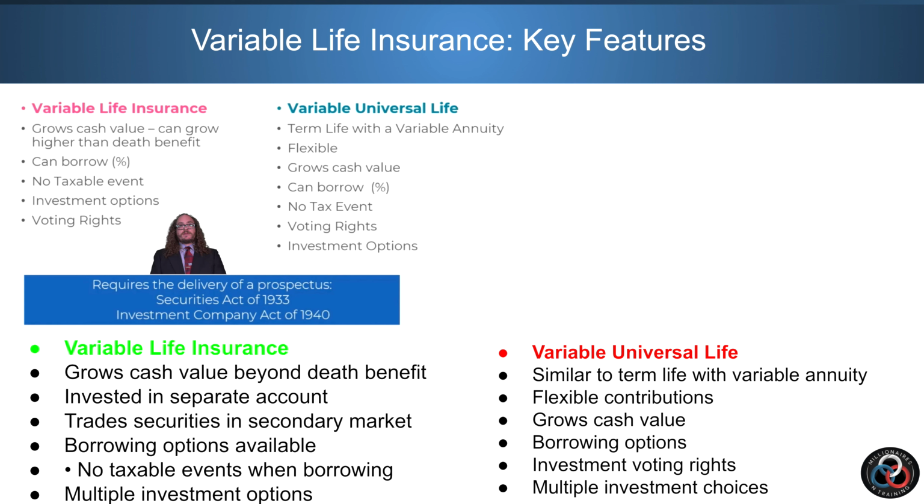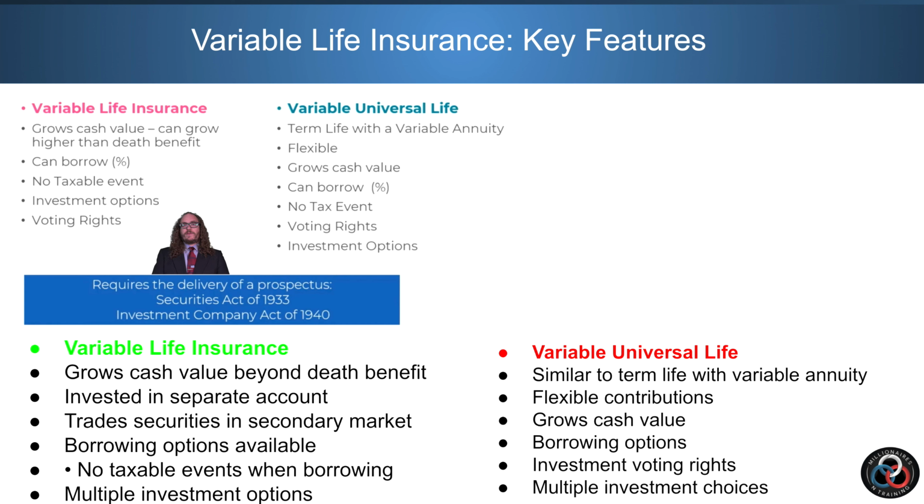It's a loan. Also, with a variable life insurance policy, you have several different investment options, as if it were a variable annuity. In variable life insurance, the investor has the right to vote. Variable universal differs in the fact that it's like term life with a variable annuity. The contributions are flexible, and it also grows cash value, and they can borrow against it. So again, there are no tax events if we borrow money against our life insurance policy. It also has the right to vote, and we have several investment options to pick from so that we can diversify our retirement money even more.